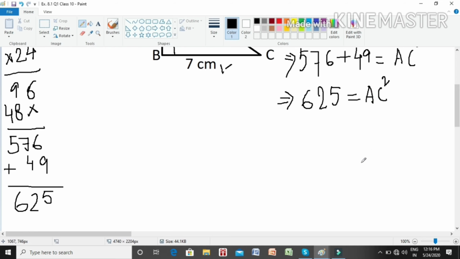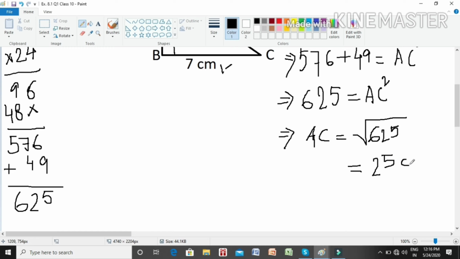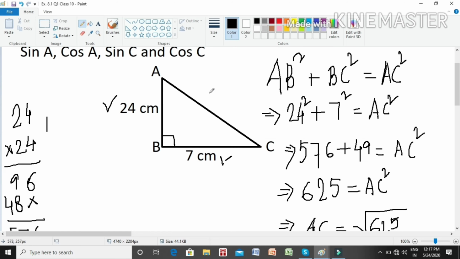Right now let us get to the value of AC. So we know to find out AC, we need to square root 625. So if you square root 625, what do we get? We get 25, because 25 squared is 625. So 25 centimeters, that is the value of AC. Okay, I'm just writing 25 centimeters here. So that is the first half of this particular question.